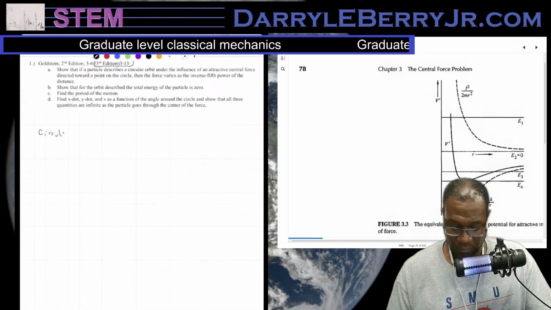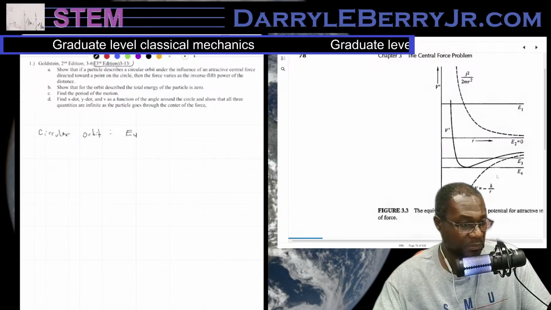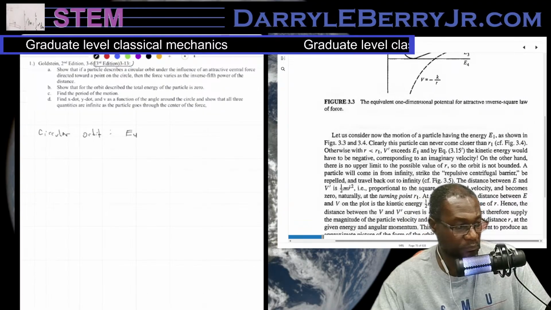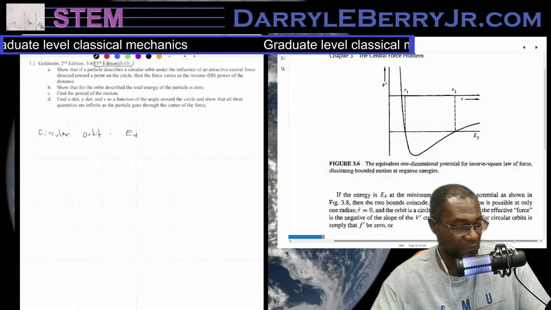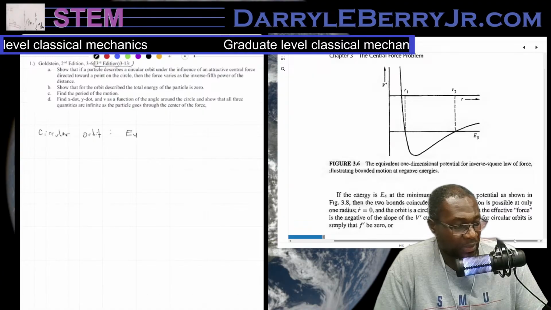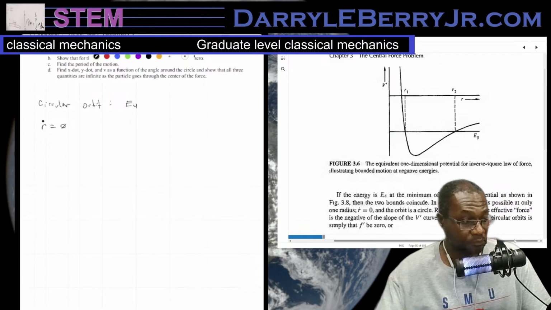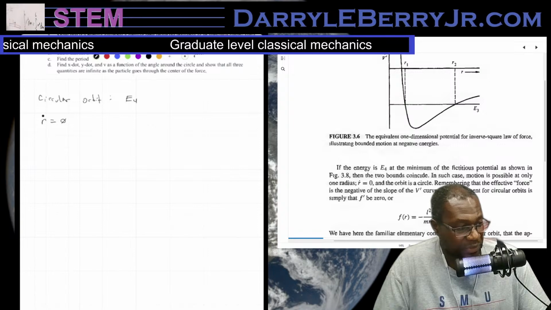E3, the energy is E4 at the minimum. The fictitious potential, as shown, the two bounds coincide. Motion is possible only at one radius. So we knew r dot equals 0. The circle, negative. Remembering that the effective force is the negative of the slope of the V curve.